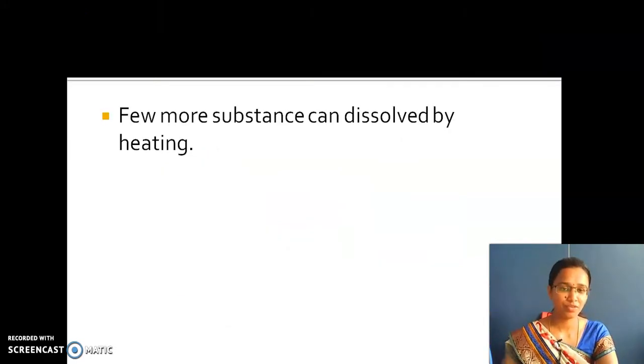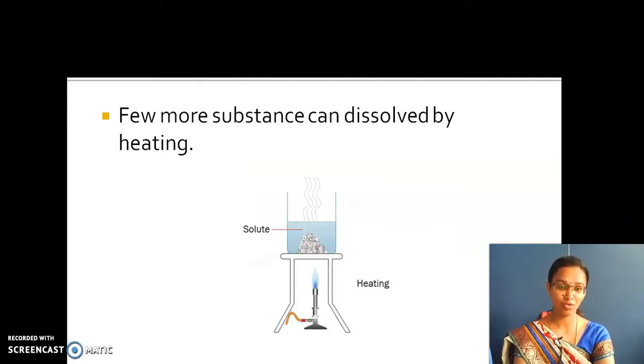And then, now it has reached saturation. You know now what is meant by saturation. So now you are heating that saturated solution. After heating also, a few more substances can be dissolved. I told you, right, a few salt remain in it undissolved. Now when you heat it, that salt also gets dissolved.